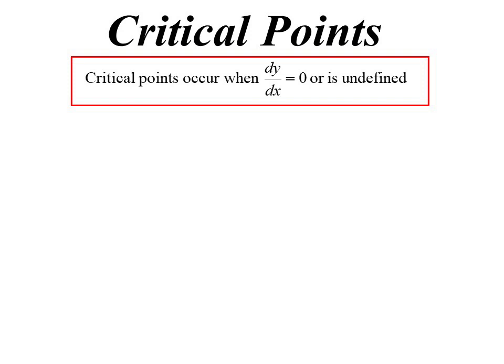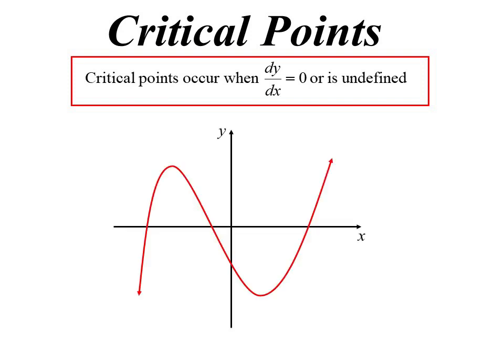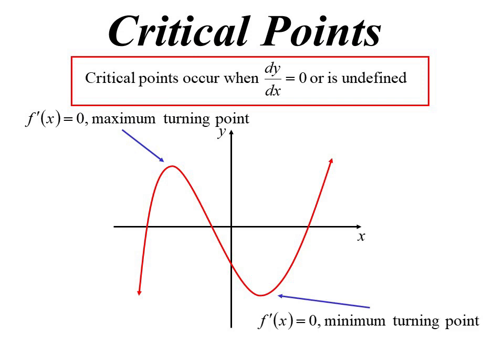So let's draw some pictures. There's a graph, and as we know, that would be a maximum turning point. The derivative would be 0 there. We'd get a horizontal tangent if we were to draw it in. And down the bottom, we'd have a minimum one. And they're the ones we just talked about, stationary points.